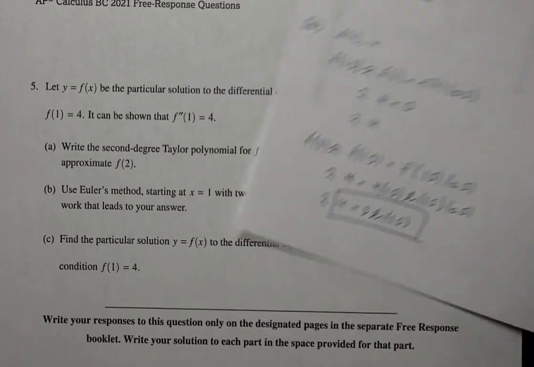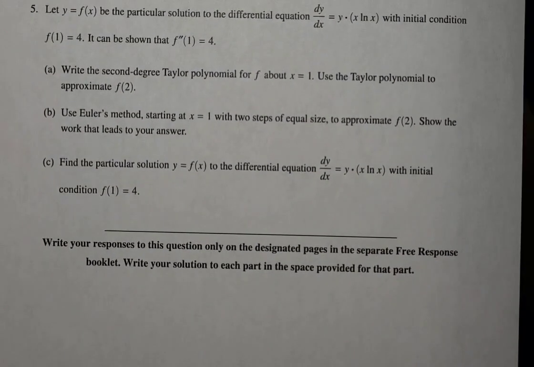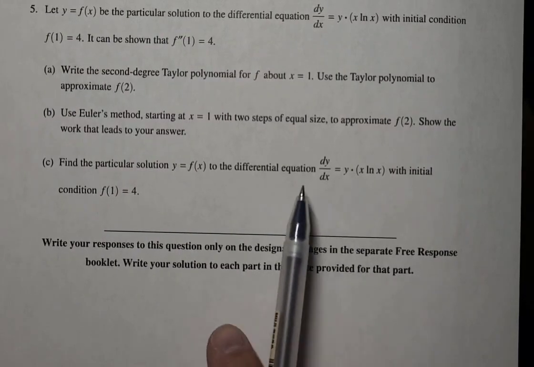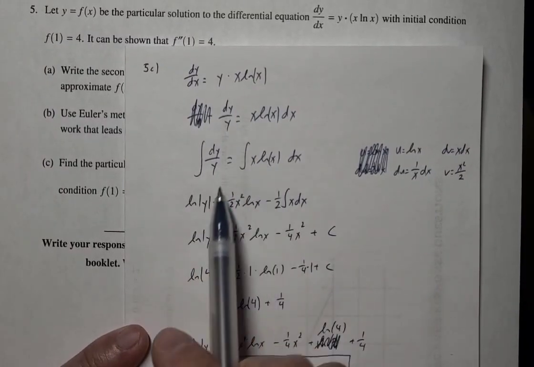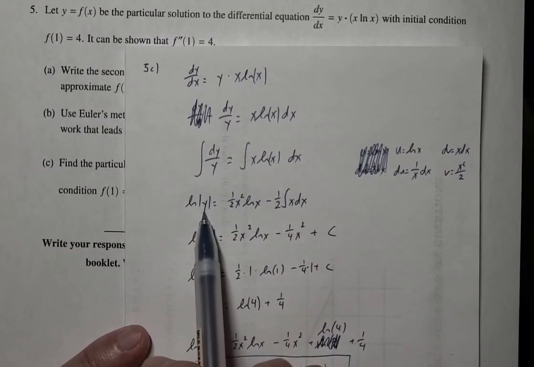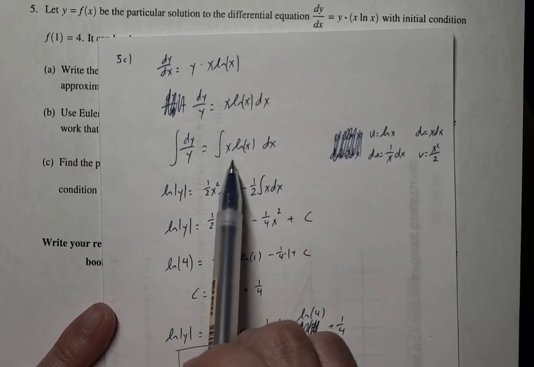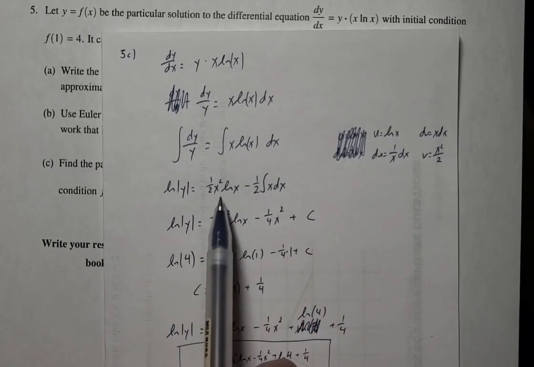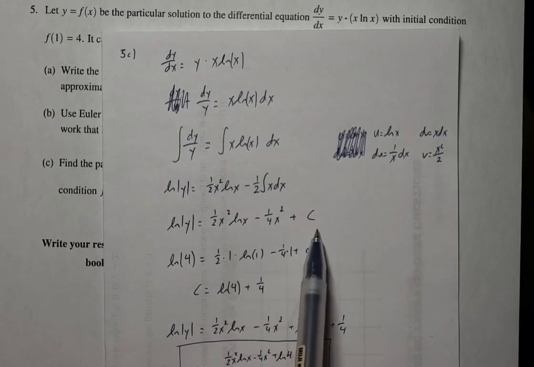Okay? And then part C, find the particular solution to the differential equation with the initial condition f of 1 equals 4. So we can just use separation of variables here, move all the terms with y on one side, move all the terms with x on the other. That's what I did there. Okay, integrate both sides. This is just natural log of the absolute value of y. This is integration by parts. Yeah, this is a very standard integration by parts problem, so hopefully you recognize that. So I do integration by parts. That's right here. Don't forget the plus C.